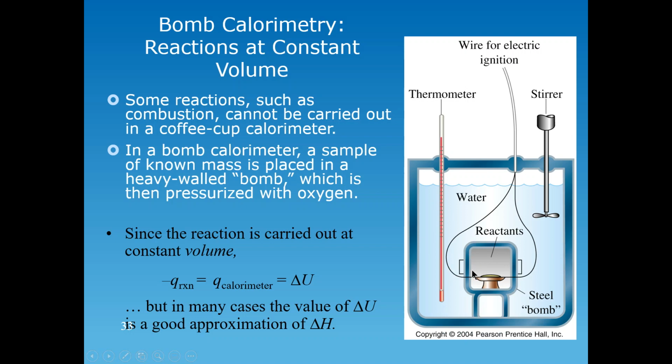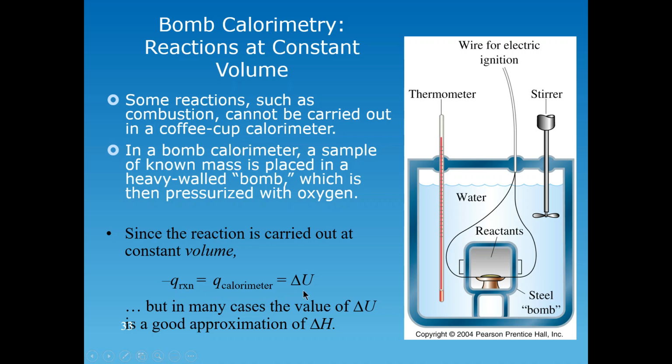And basically, the Q of the reaction will be equal to the Q of the calorimeter, which can be calculated based on the amount of water present, the initial and final temperature after the reaction is completed. Now, one thing I did not mention when I described this earlier is that the contents inside here are pressurized with oxygen, all right? And as a result, the reaction is carried out under constant volume conditions because there's no change in the volume inside here. So therefore, the minus Q of the reaction will be equal to the heat change for the calorimeter, which will be equal to delta U.